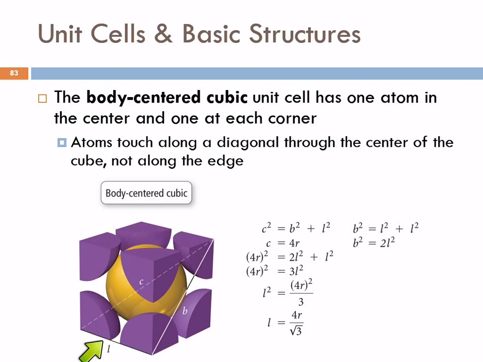So we can calculate the length of the side using geometry. This uses the Pythagorean theorem and all kinds of stuff that maybe you wanted to forget. The bottom line is the length of the side is 4 times the radius of the atom divided by the square root of 3. I don't expect you to memorize formulas like that. I don't think that's really worth the space in your head.